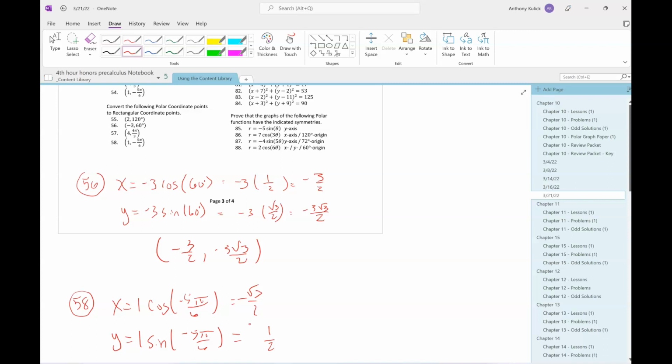Mackenzie, are you happy with what we did there, though? Yeah, I mean, it's the same thing as the other one, right? You just type it in your calculator, or you can use the unit circle if you want. Six of one, half a dozen of the other to me.